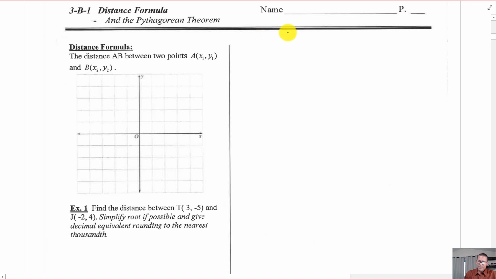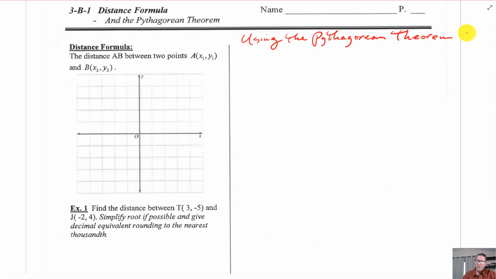All right, so using the Pythagorean theorem. Now, Pythagorean theorem deals with right triangles only. So we're going to be drawing right triangles. Let me just make a note of that: right triangles only. And I'm talking about triangles that look like this. Let's just draw one right here.